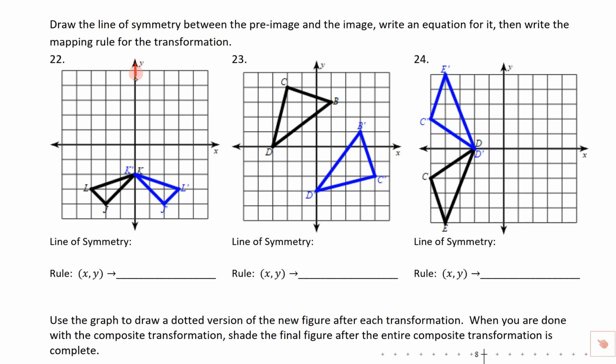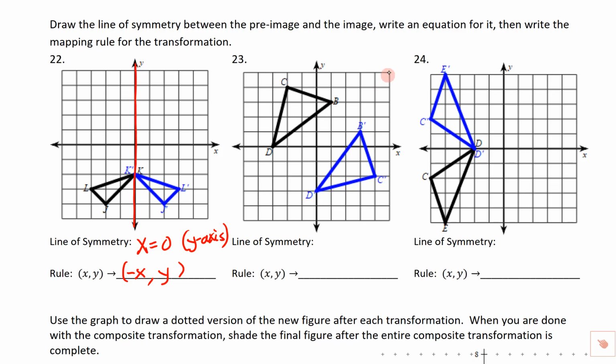So this one's pretty easy to see. You can see that the line of symmetry is x equals 0. In other words, it's the y-axis. We could say either one there. And remember what happens with these. The y-coordinate stays the same and the x-coordinate changes because we're flipping this horizontally. So this is going to be negative x comma y.